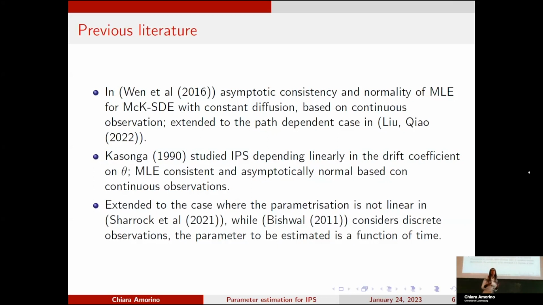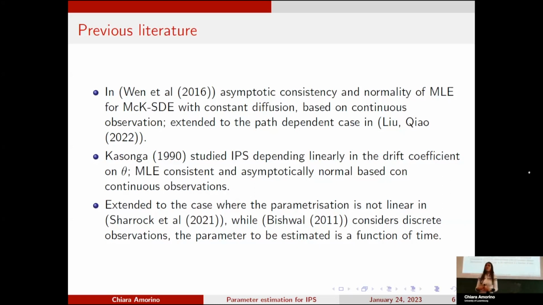And as you can see here, it's exactly what I said before. There is Kasonga's paper, which is from 1990, and all the others are really, really recent. In Kasonga's paper, what does he do? He considers an interacting particle system, and he assumes his model is easier because he has linear dependence in the drift coefficient, and the volatility, the diffusion coefficient, is just a constant. He assumes continuous observation of the process, and he just wants to estimate the drift. How? Using the maximum likelihood estimator. It's the most natural way of doing that.